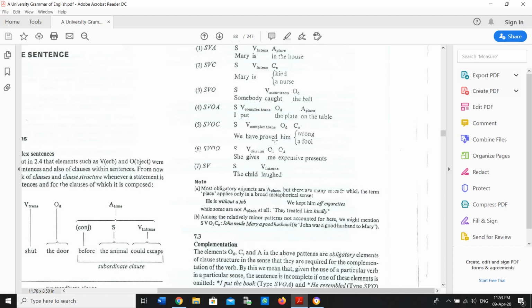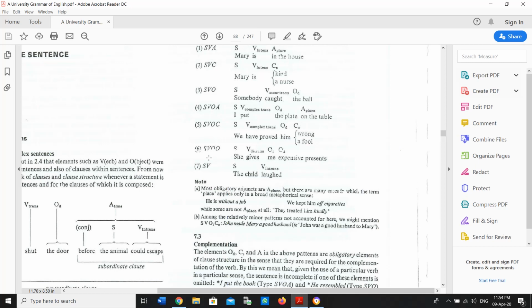"He named this ship Christina." So Christina refers back to the ship. So we have to know these particular verbs and keep them aside and say that these verbs will give me SVOC.